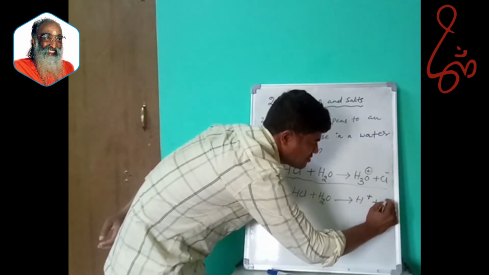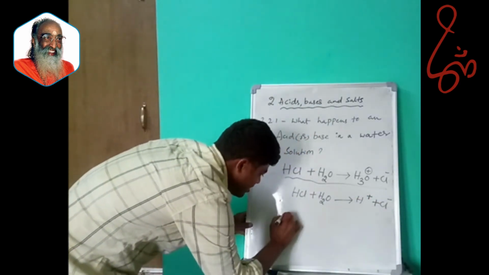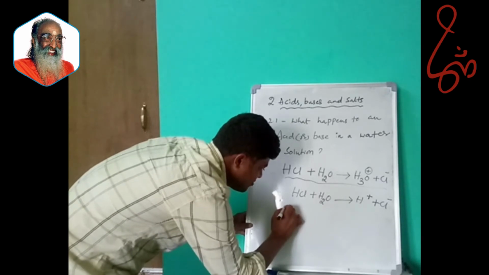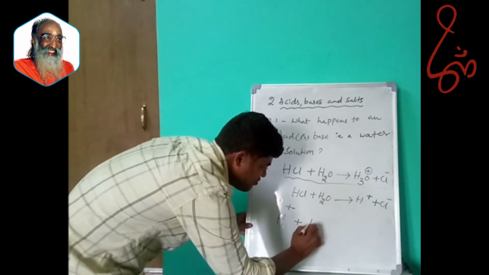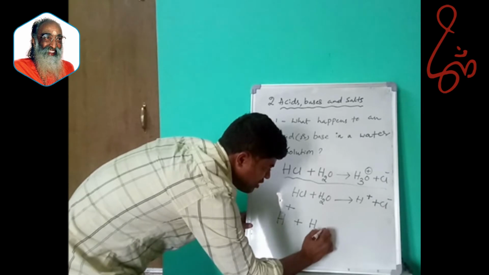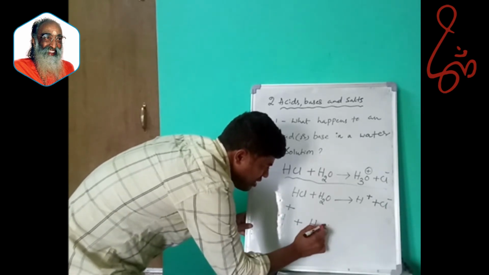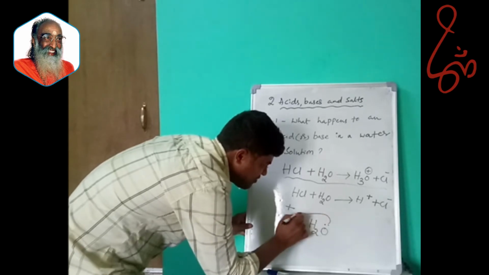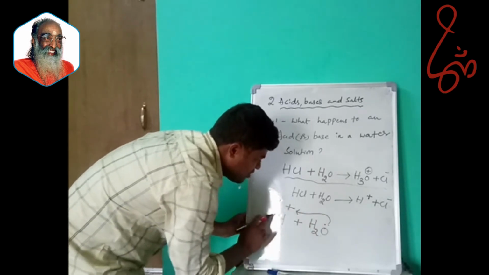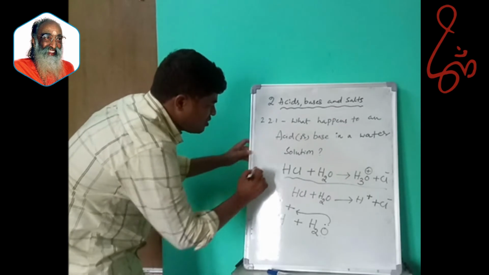and Cl-. H+ ions alone cannot exist. They combine with a water molecule. Oxygen has a lone pair of electrons, and it donates this lone pair of electrons to H+. Why? Because what is H+?